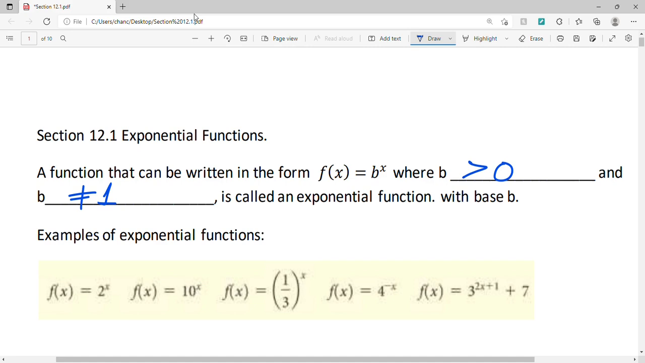The reason we don't want b equal to 1 is that would be a constant function. 1 raised to any power is going to be equal to 1. So that's why we exclude 1 from our base.